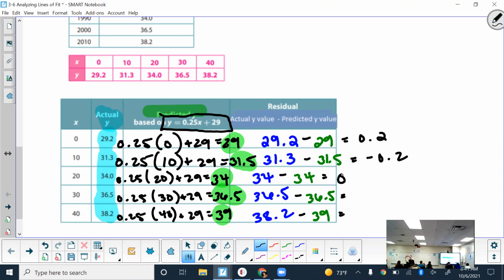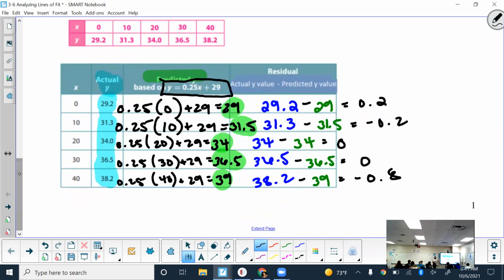What about when X is 30? And then when X is 40? Negative 0.8. So then when I'm looking at my residuals, are all of them pretty close to 0? So would you say that this trend line that they estimated is a good fit for the data? Yes. In that case, you can use it to predict other things or maybe make decisions. Like if you were using this in your business to calculate sales, maybe it could help you to decide things like that.